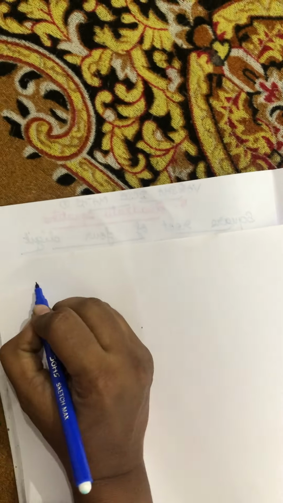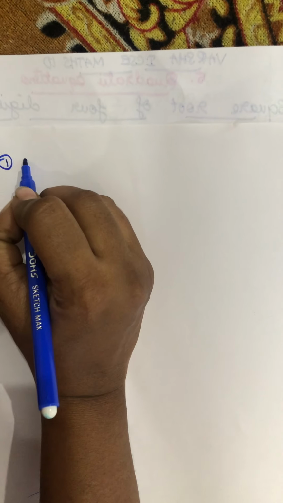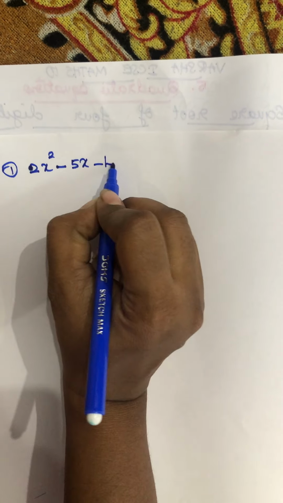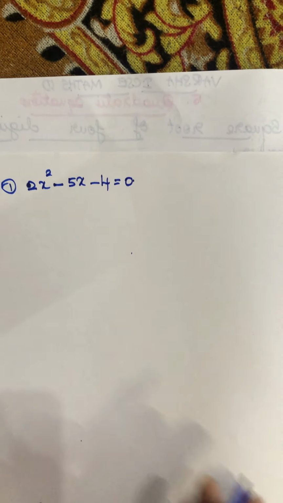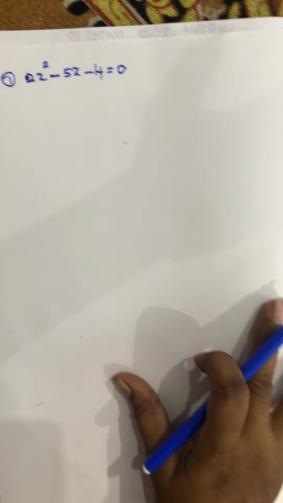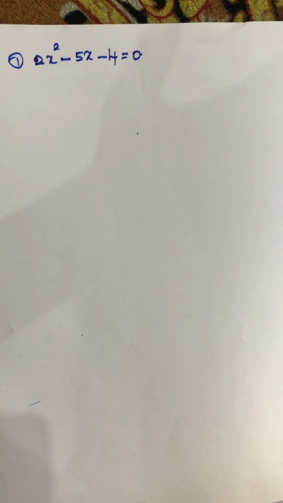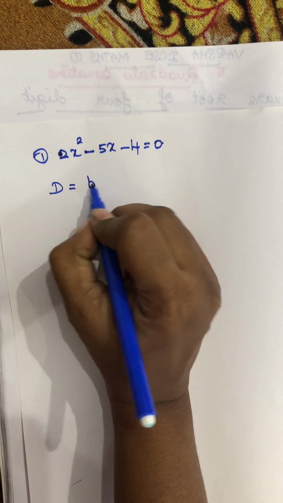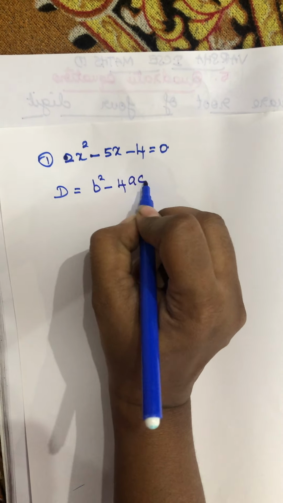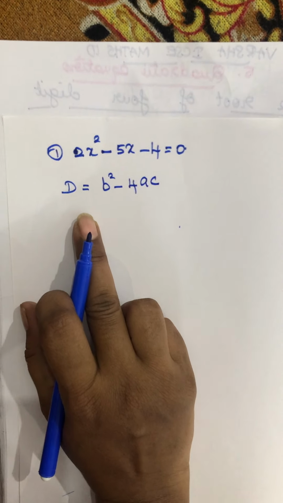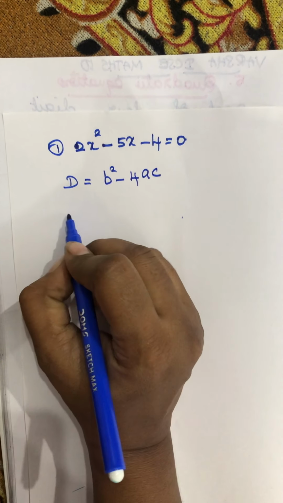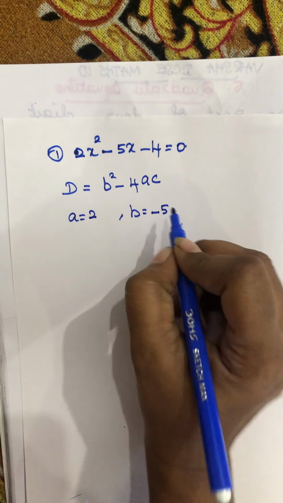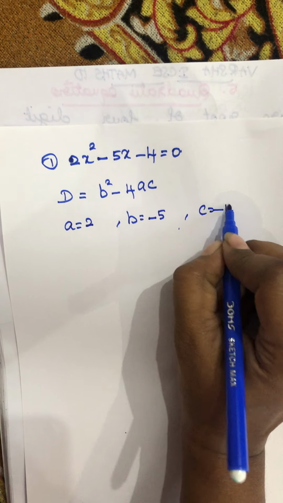First sum: 2x² − 5x − 4 = 0. Without solving this equation, find the nature of the roots. That is our question. How will you find the nature? You have to find the discriminant value. The discriminant is b² − 4ac. What is your a? That is 2, b is equal to −5, and c is equal to −4.